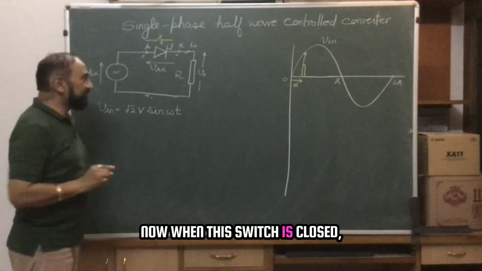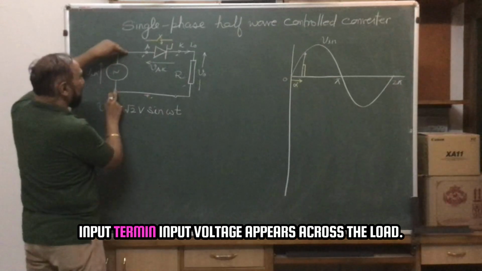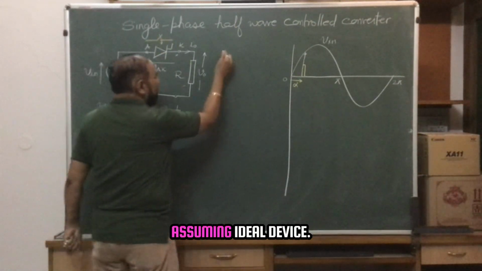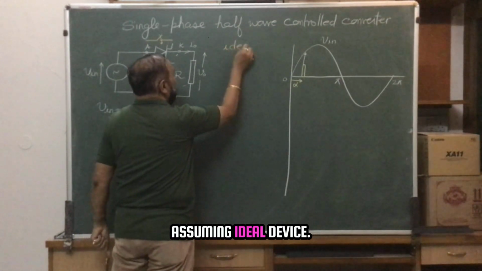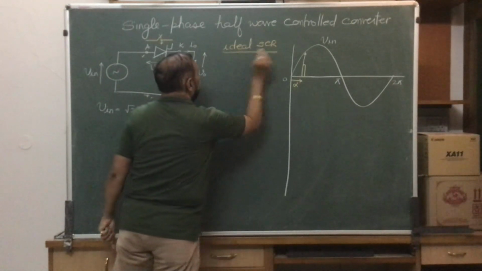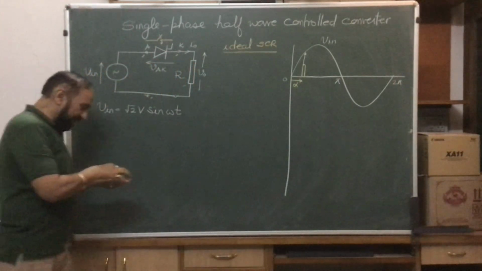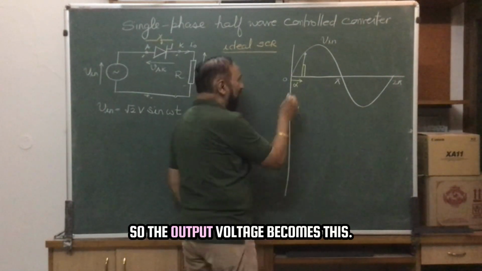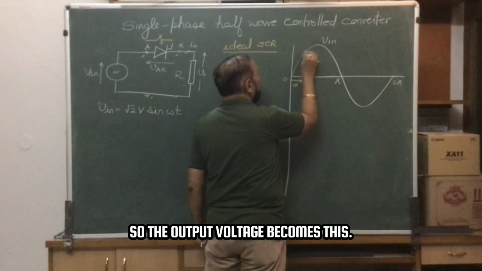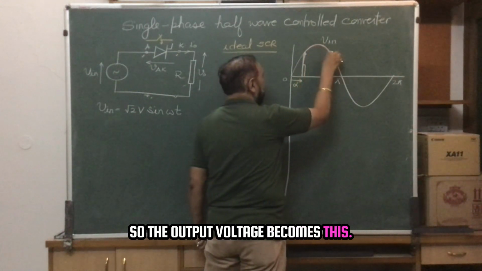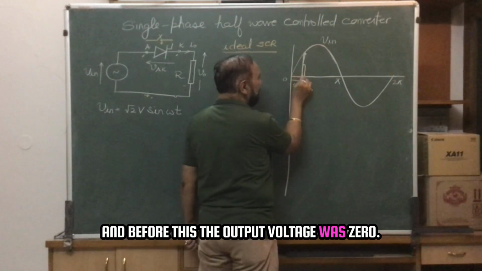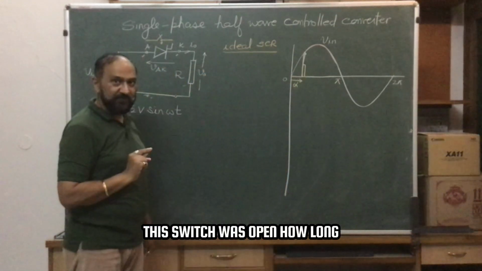Now when this switch is closed, the input voltage appears across the load, assuming an ideal device. So the output voltage becomes this, and before this the output voltage was 0, as the switch was open.